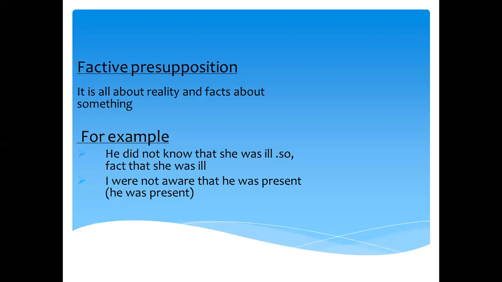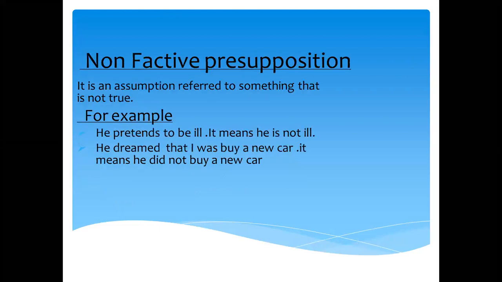The factive presupposition is that it is all about reality, the thing which is fact. For example, he did not know that she was ill. So the fact is that she was ill. It means the person did not know that she was ill, but the fact is that she was ill. I was not aware that he was present. It means that the person is present.